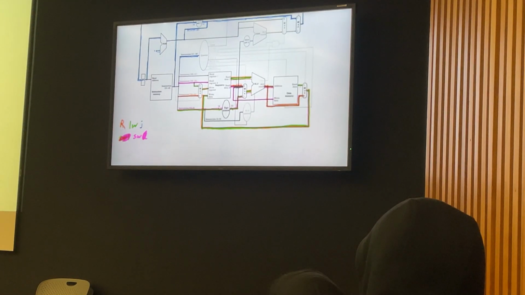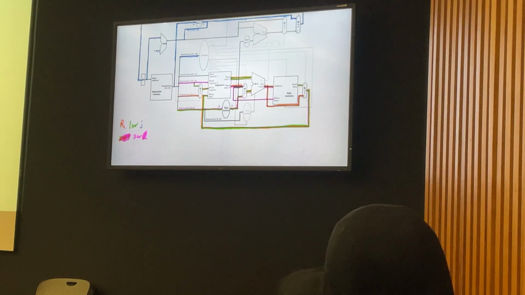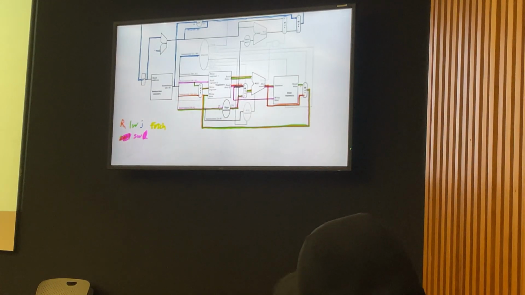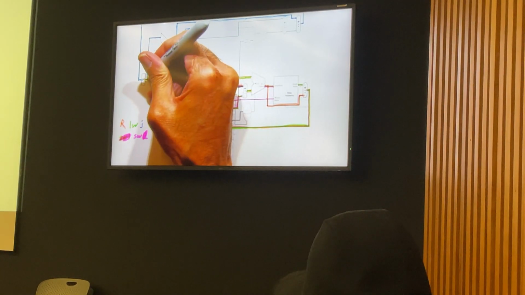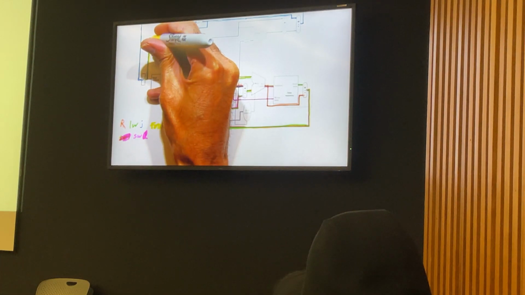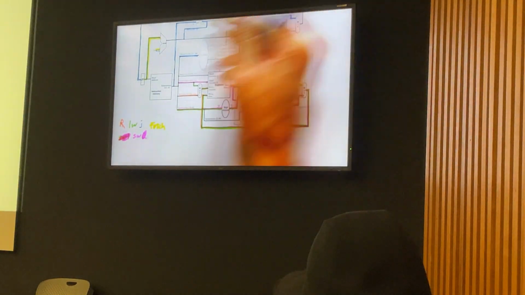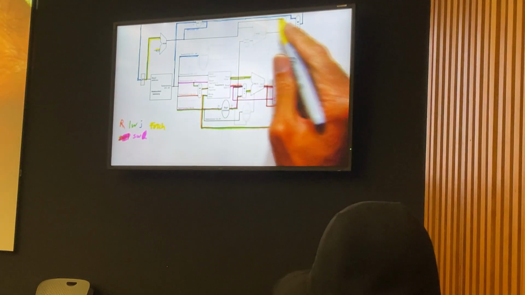Okay, what's left? We're not going to do branch stuff for now. But what is left is fetch. I guess I will have to use yellow for fetch. Okay, what is a fetch? All it does is it takes PC and it does PC plus 4, and PC plus 4 goes into this mux.